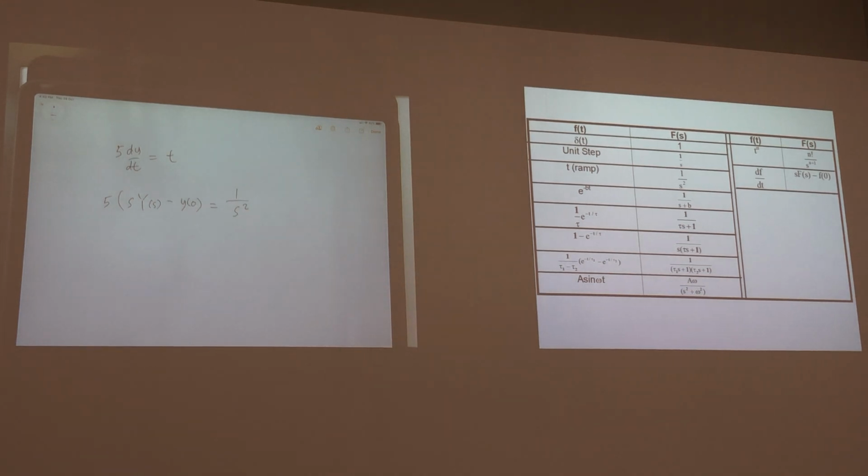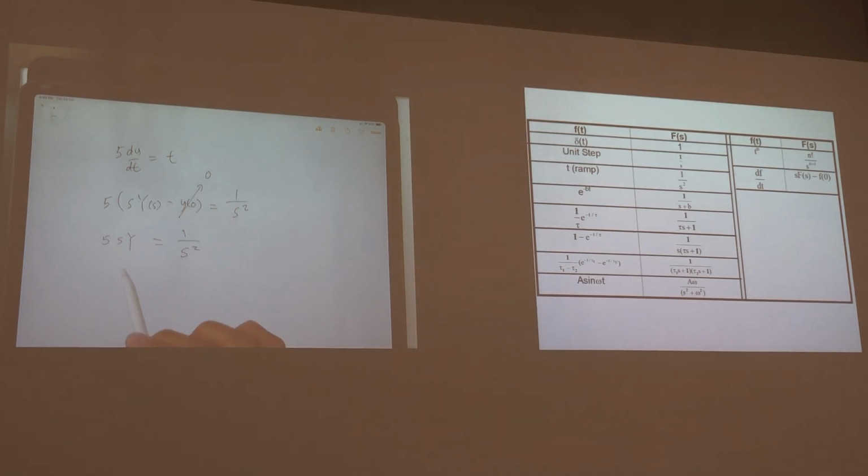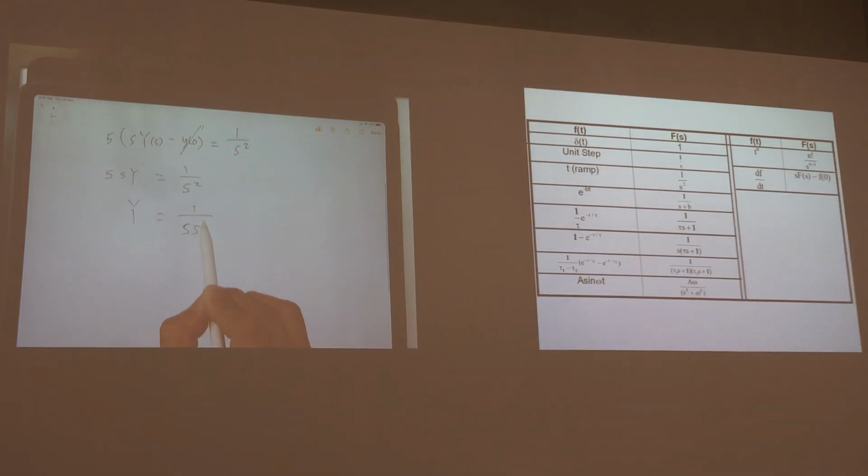The question also tells us that y(0) is equal to 0, right? Correct? I didn't print it. Alright, so this one is equal to 0. So what I have here is 5s multiplied by Y equal to 1 over s power 2, correct? Okay? So if I arrange only Y at this side, I have 1 over 5s power 3.